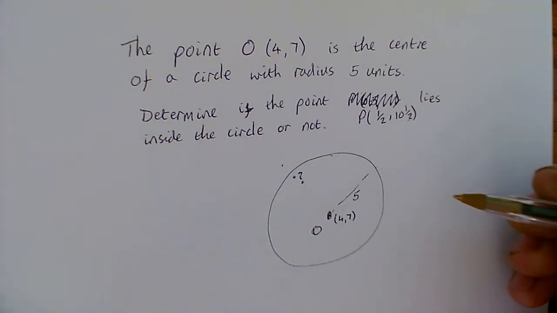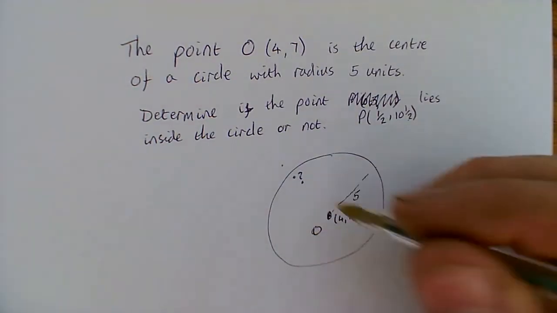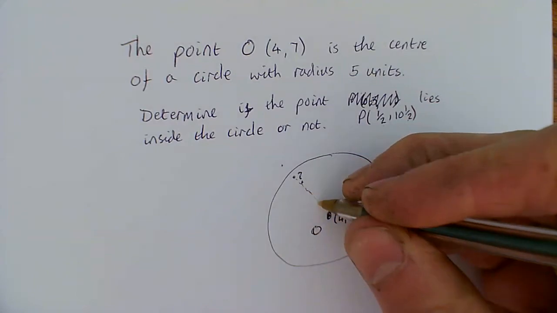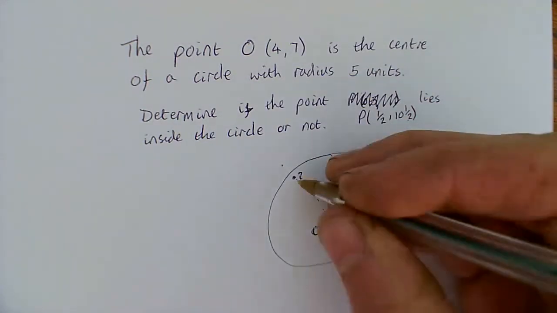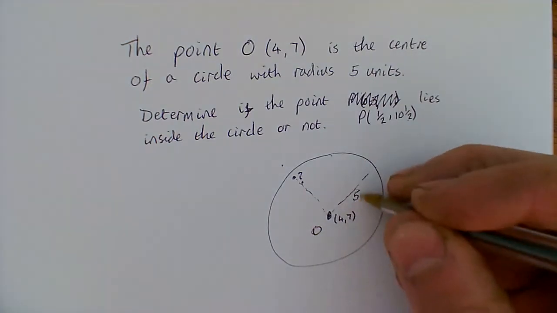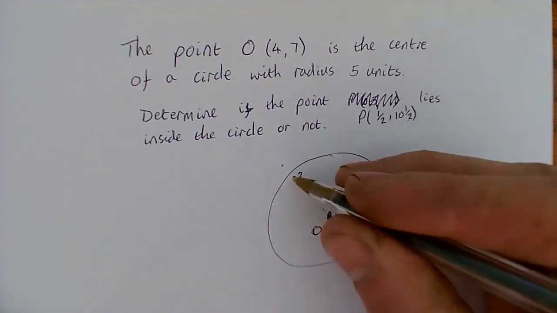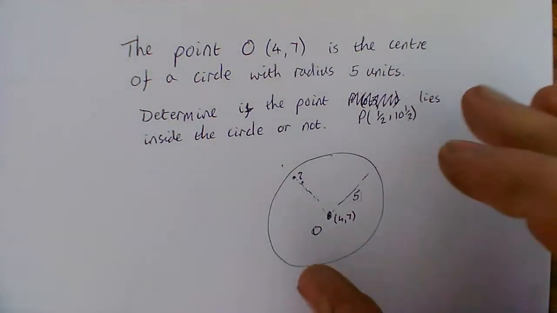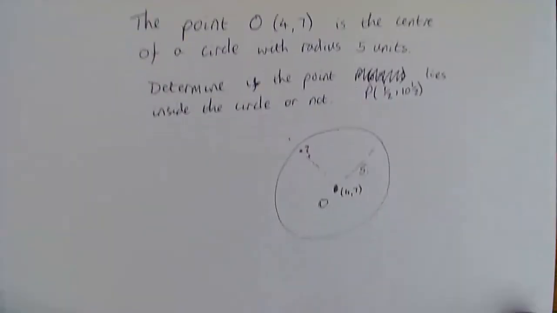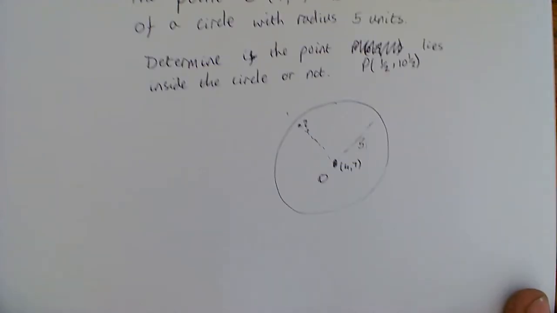Now, what do we actually need to do to decide if it's in or out of the circle? Well, we need to decide if the distance between the center and this point P is bigger or smaller than the radius of the circle. If it's smaller, it'll be inside the circle. If it's bigger, it'll be outside the circle. So that's looking at our question, breaking it down, trying to work out what we're doing with this.